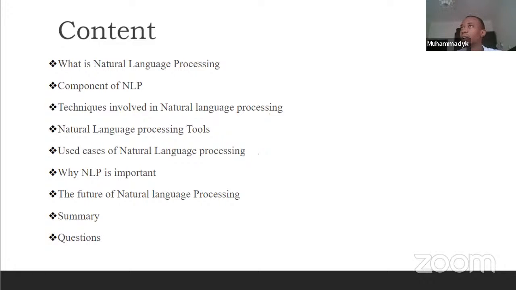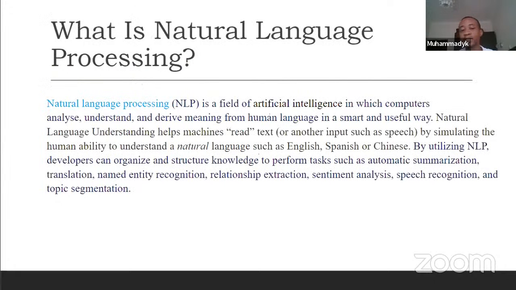We'll also be having an overview of the use cases of natural language processing and the very big question as to why natural language processing is important. And as well, just having a feel of the future of natural language processing. Yeah, so basically what is natural language processing? Natural language processing is a field of artificial intelligence in which computers analyze, understand, and derive meaning from human language in a smart and useful way.